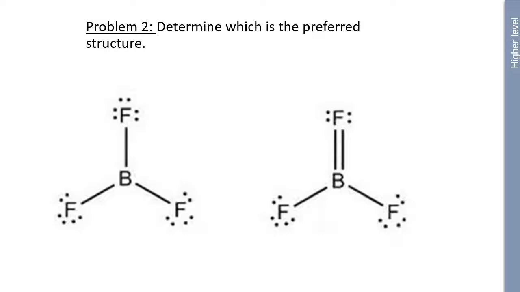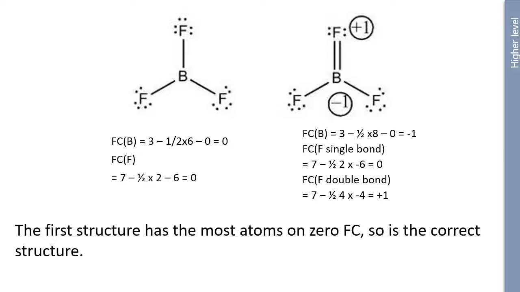Okay, so when you're thinking about this, going back to the rules, it's all about formal charge first. The first thing we have to do is look at the formal charge. The formal charge on the boron is 3 minus a half times 6, because you've got your 6 electrons around the sigma bonds here. So 3 minus 3 minus 0, because there are no non-bonding electrons. So it will be 0.